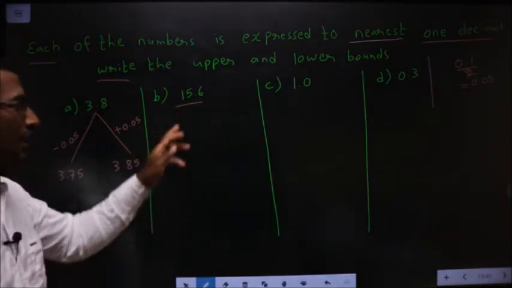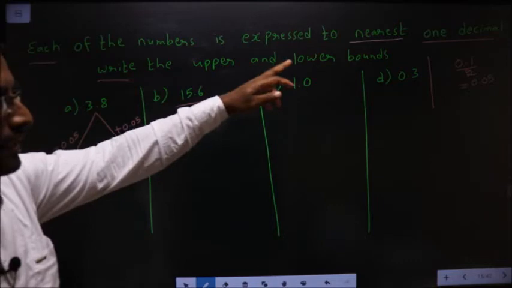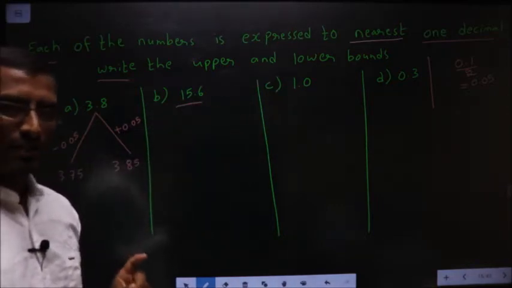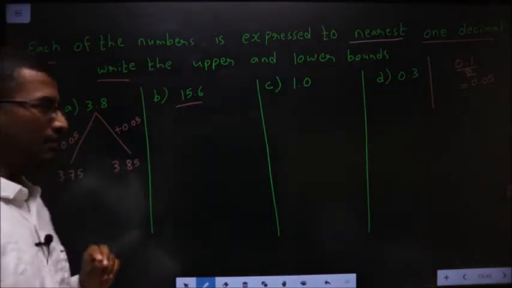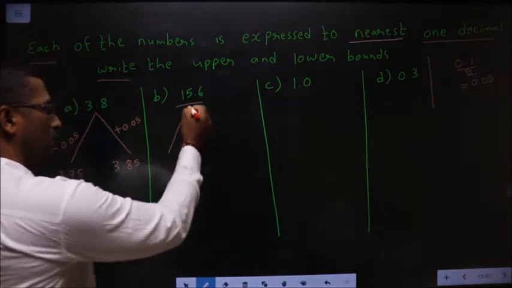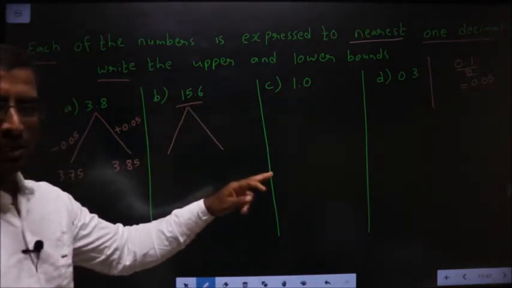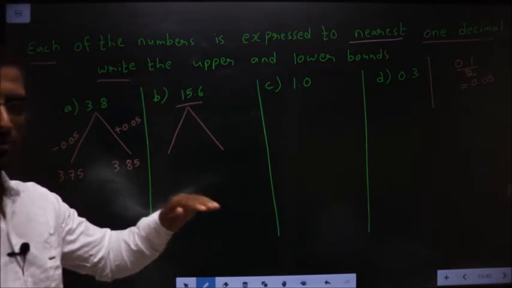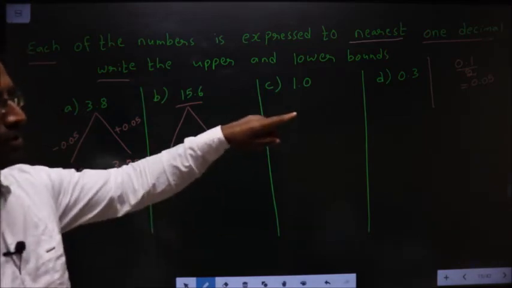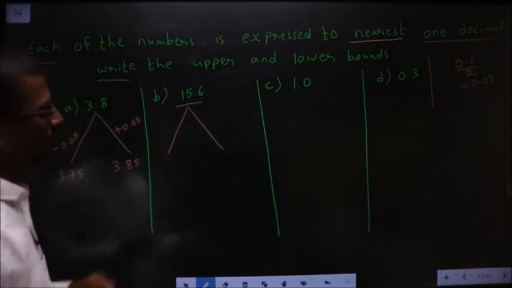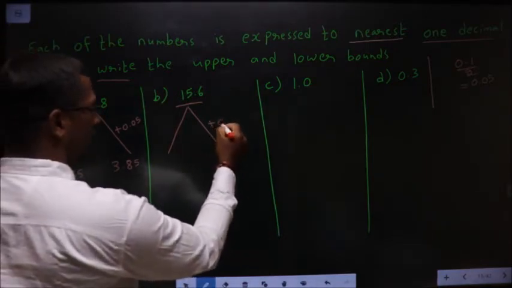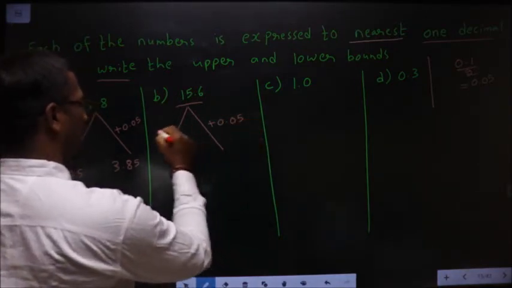15.6. Even this is also to the nearest one decimal. One decimal means 0.1. Now what you should subtract and add is, whatever it is nearest to, you should do half of that. So we already did that. We got 0.05. So that you should add and subtract.